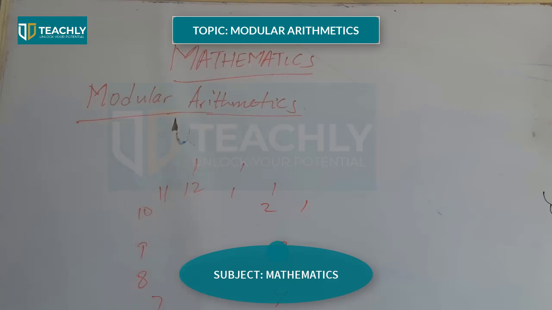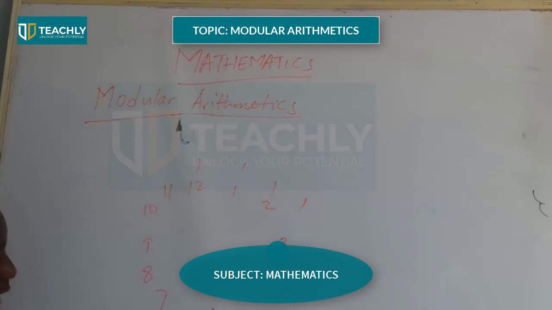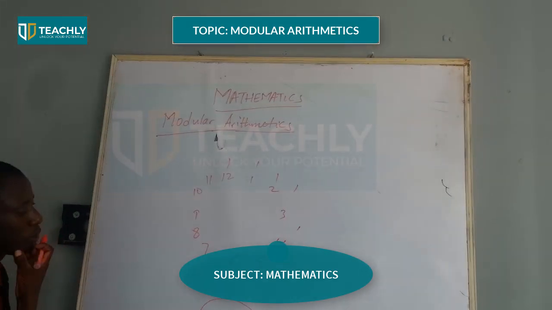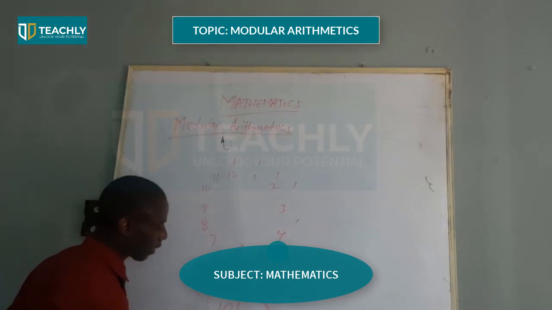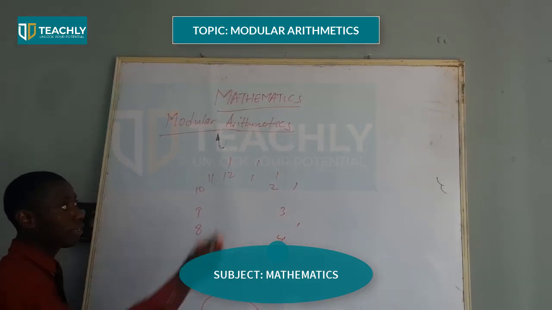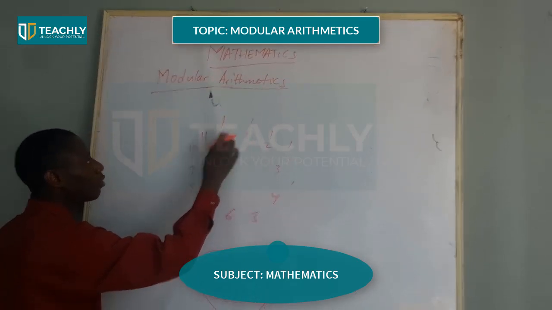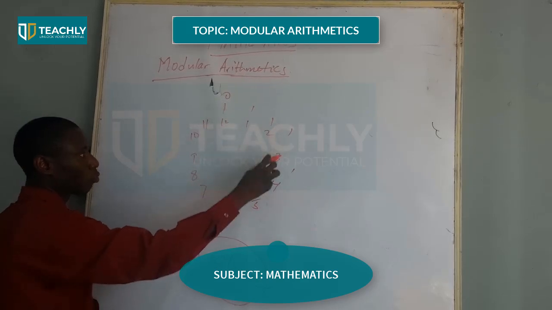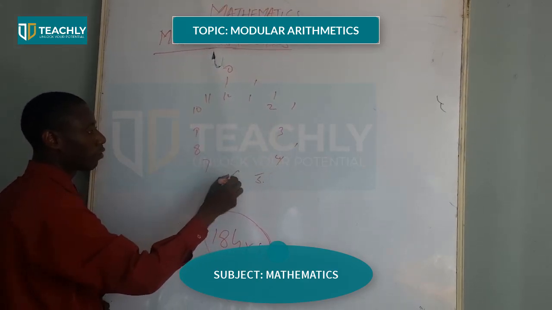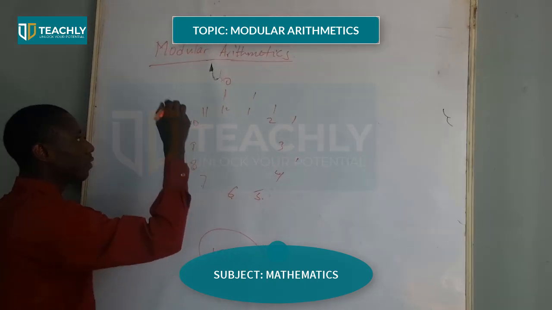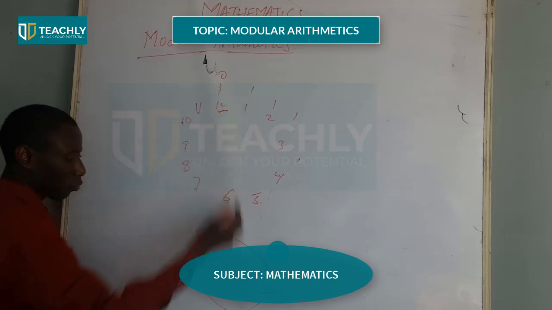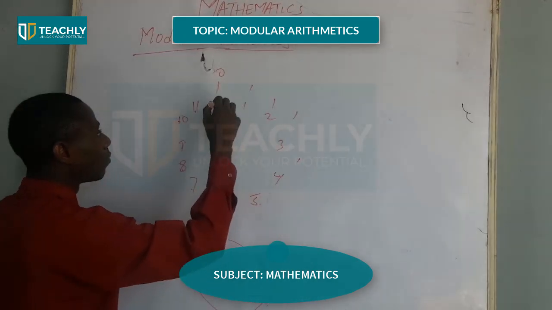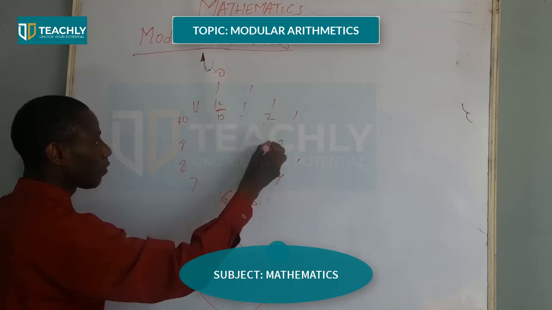Let's say you want to determine time. You have 18 hours, and somebody says you should determine the time it will be if you count 18 hours on a clock. You can start from 0, which is your 12. Then 1, 2, 3, 4, 5, 6, 7, 8, 9, 10, 11, 12. When you get to 12, the remaining 6 you still count: 13, 14, 15, 16, 17, 18.